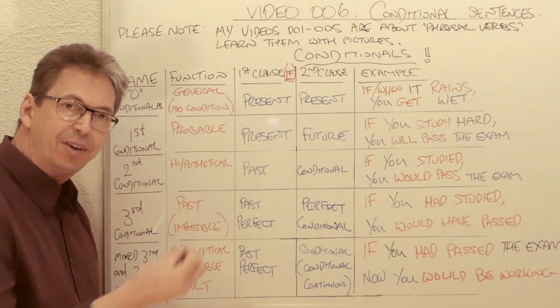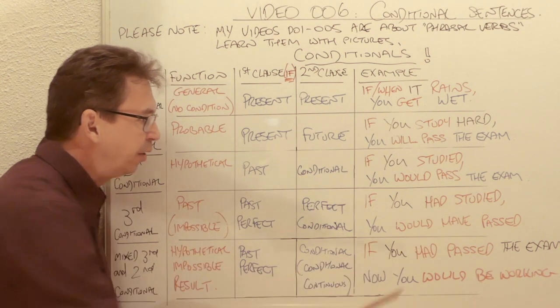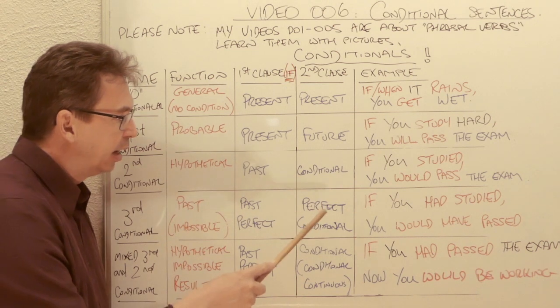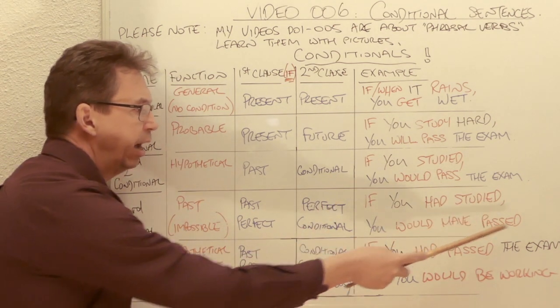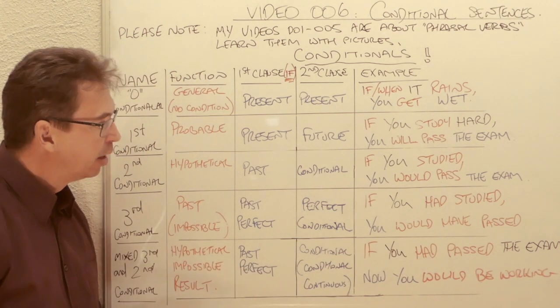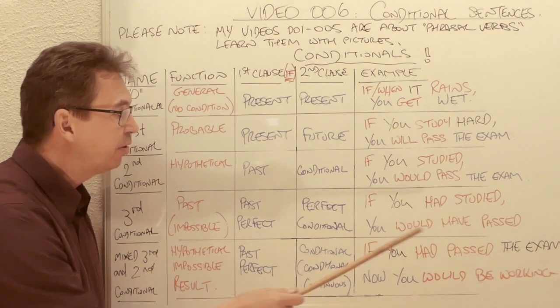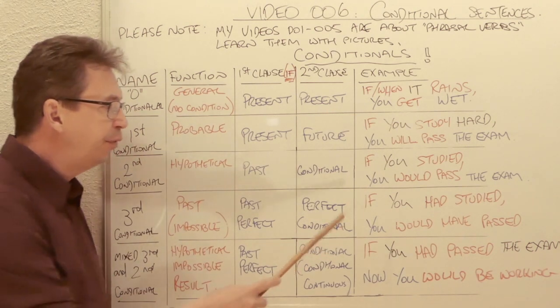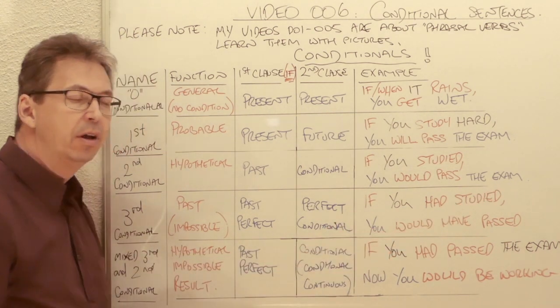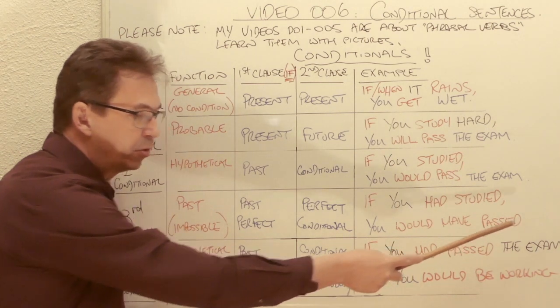Now, you know that with the perfect tenses, you use have. So, if you had studied, you would have passed the exam. If you had studied, you would have passed. Let's take the example of London. If you had gone to London, you would have seen the Queen.